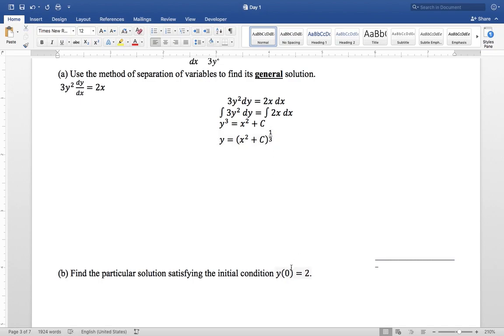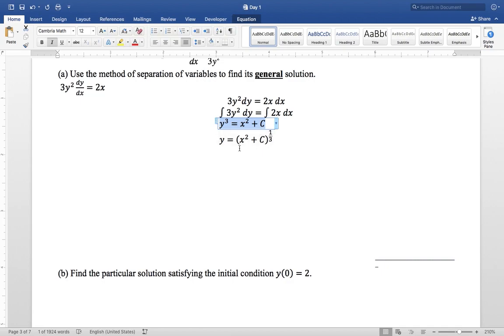You can choose to plug in 0 for x and 2 for y in this equation, or you could choose to plug it into this equation. It doesn't really matter. Either way, you're going to have to isolate c. But I will say that generally speaking, it is typically easiest to plug the initial condition into the equation that you obtain immediately after integration. That's this one right here. Okay, you can use this one, but it requires more untangling typically.